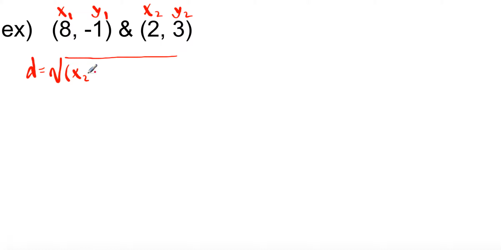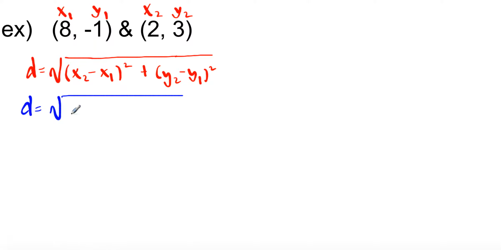And our formula is the square root of x2 minus x1 squared plus y2 minus y1 squared. I'm going to have to make my radical a little bit longer. And now we're ready to plug in. And since I have them labeled, I don't have to worry about getting things mixed up. I just have to put things in the correct spot. So big square root, that's going to be 2 minus 8 squared plus 3 minus negative 1 squared. And again, my radical's not big enough, so I made it longer.